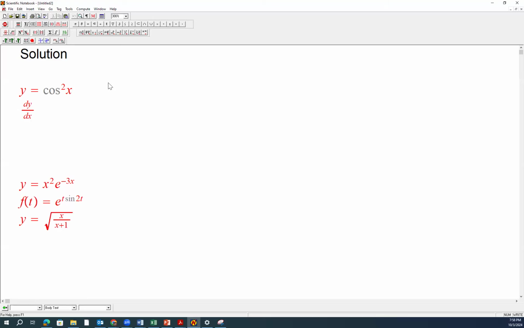So how do we see this function? We talk about that this function, cosine squared x, means that's cosine x multiplied by cosine x. Okay, so you could do product rule, and you can also do chain rule. If we do product rule, you just use the product.